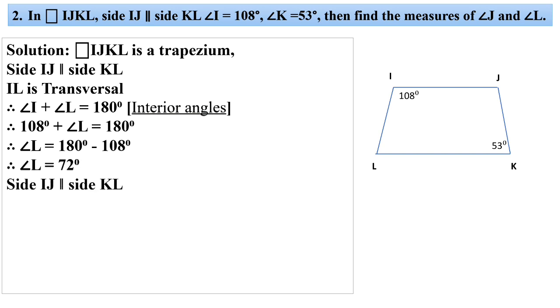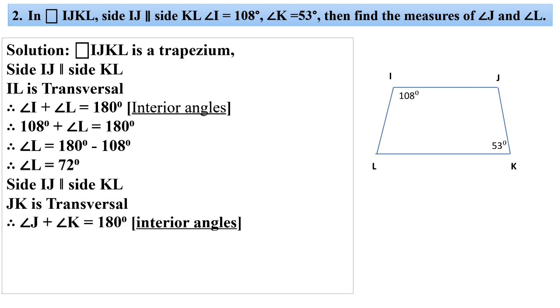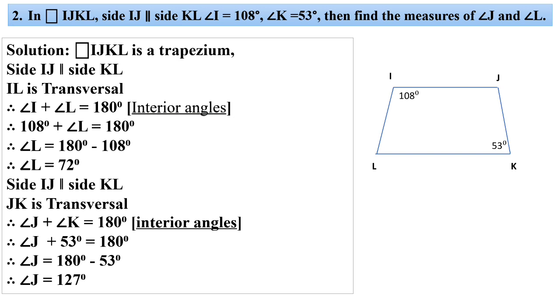In the same way, IJ is parallel to side KL and JK is the transversal. So angle J plus angle K equal to 180 degree. They form interior angles. Substitute the value of angle K, 53 degree. Here we get the value of angle J as 127 degree.